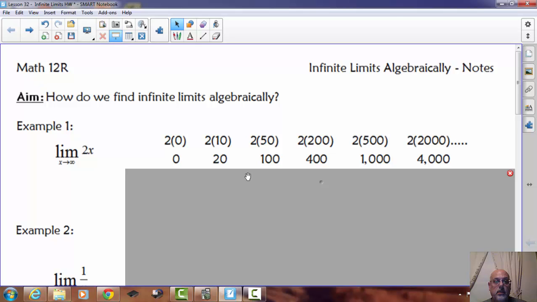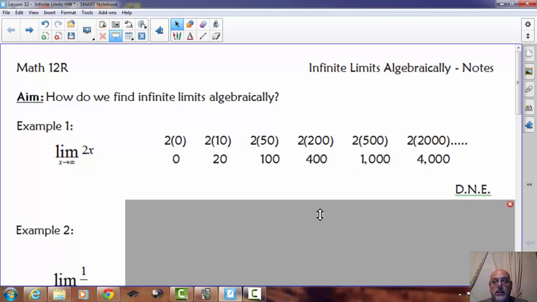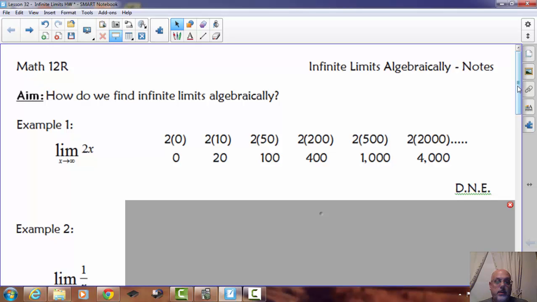You can see below, when x is 0, the function is 0, when x is 10, y is 20, and so on. When x is 2,000, the function is 4,000. So this function keeps increasing and increasing. Therefore, we conclude the limit does not exist, because the larger the values for x, y will be twice as big, so it will just continue to increase and increase.